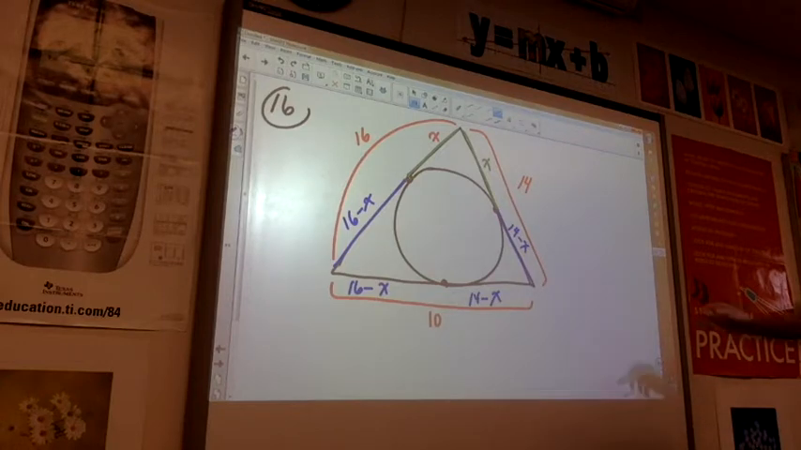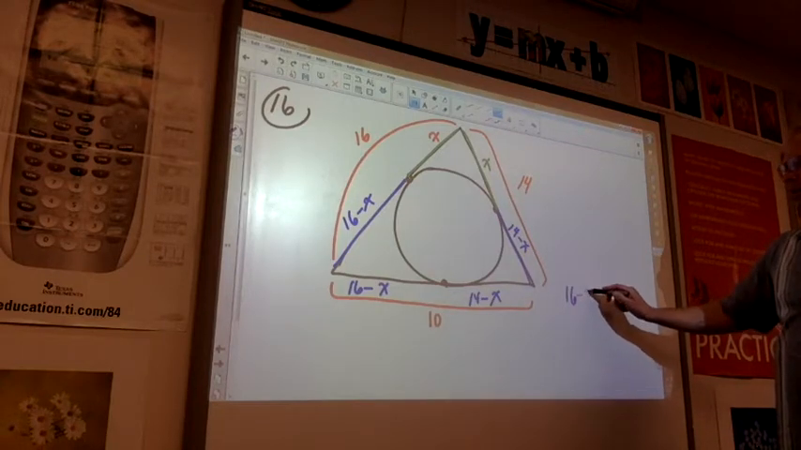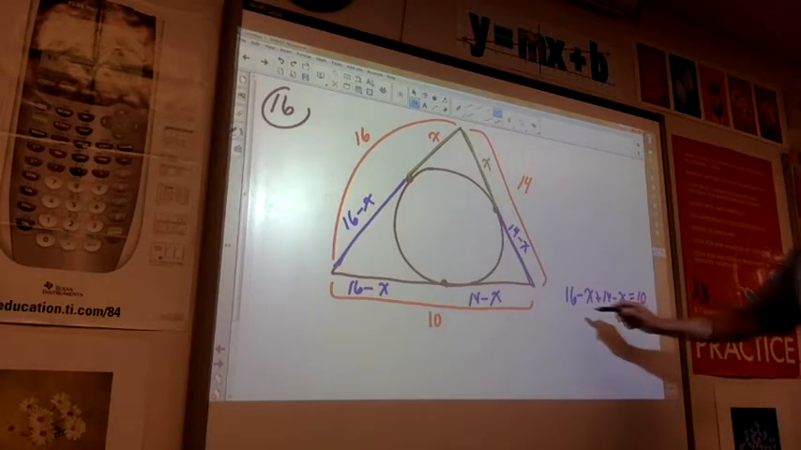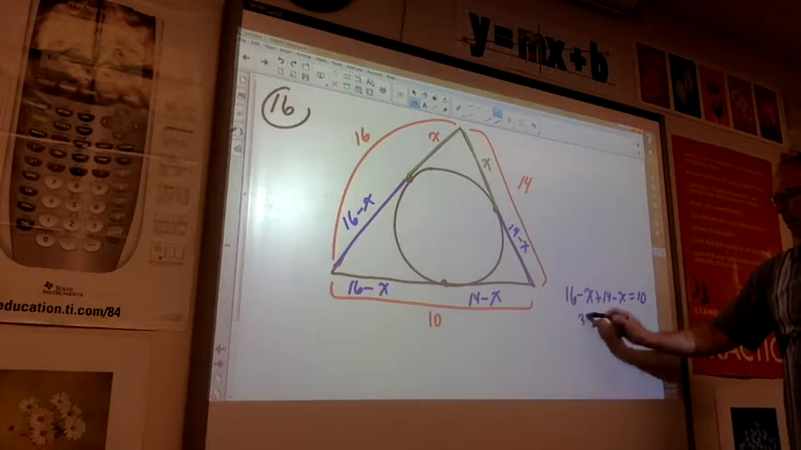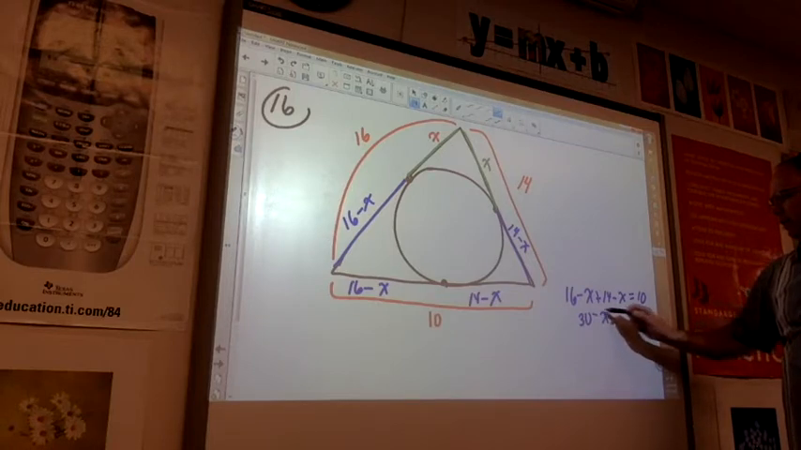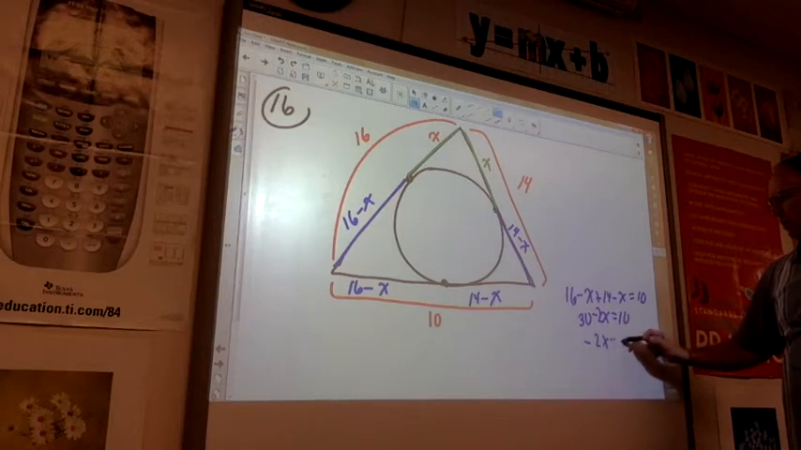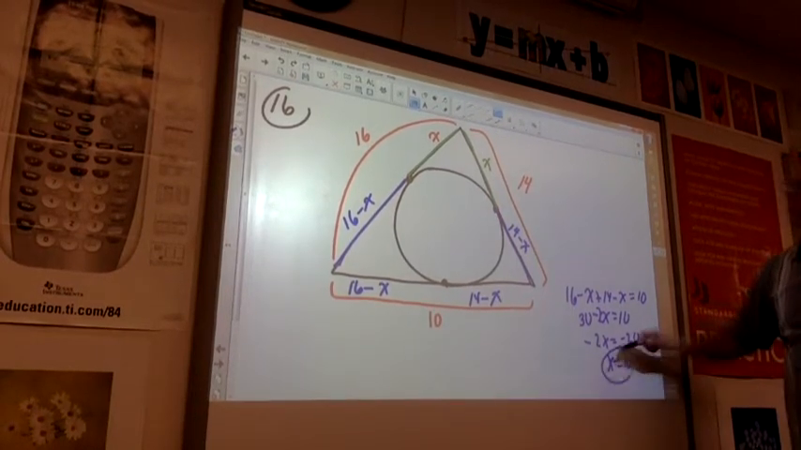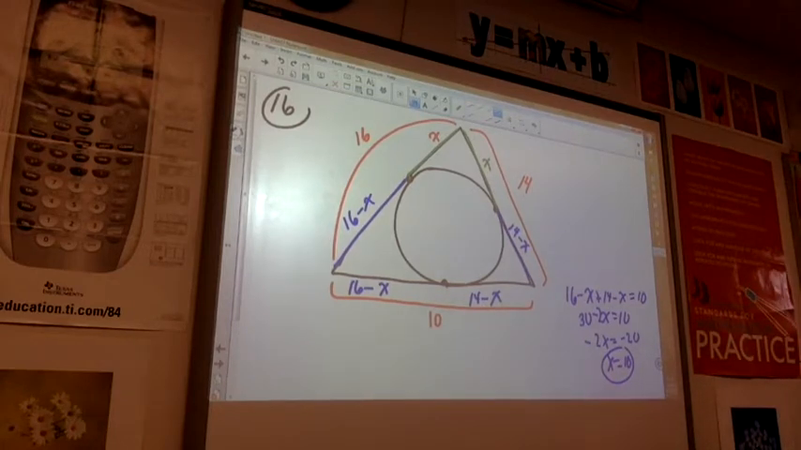Oh, we could actually work that out pretty easily. Am I going to do this right? Yeah. So that's 30 minus 2x, excuse me, equals 10. So negative 2x equals negative 20. X is equal to 10. Is that all we have to find? Okay, is that going to work on all of them? That's it in this one, yes.